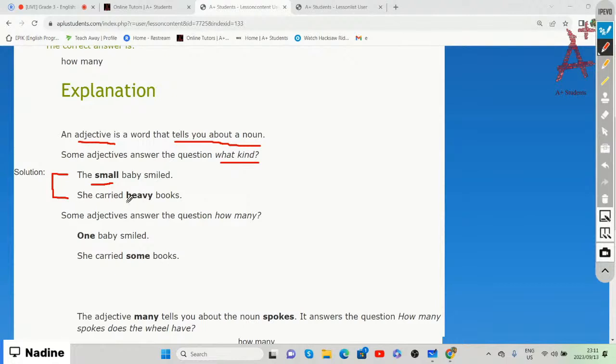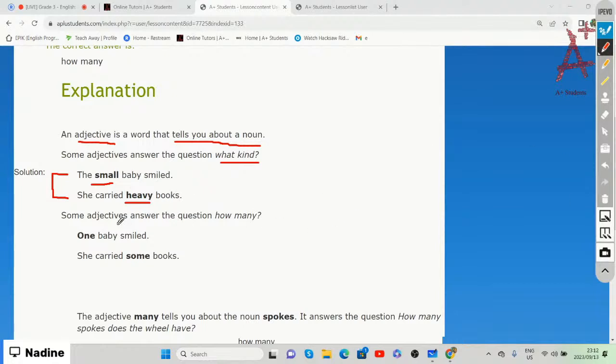She carried heavy books, right? So instead of just saying she carried books. If you go back to baby, you can describe the baby in so many ways. You can even say the nice baby, the big baby. And that is how you can describe the baby. She carried heavy books. For now, let's just stick to what kind. So she carried heavy books.